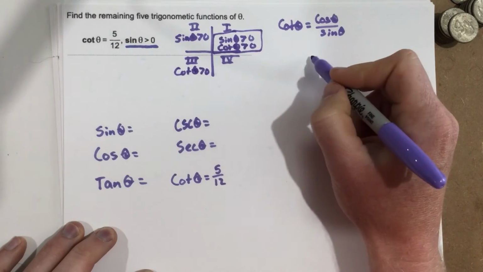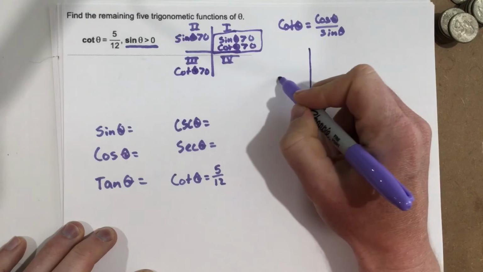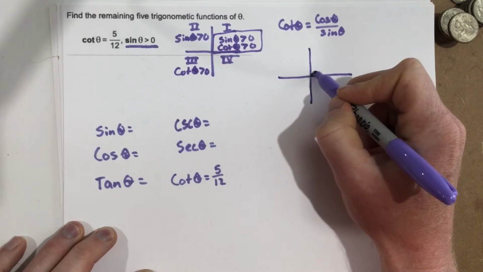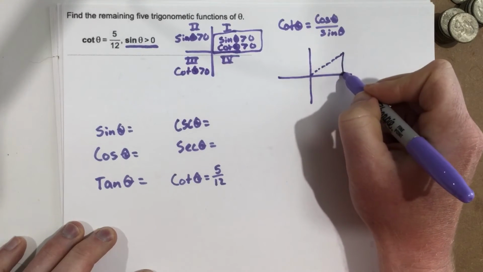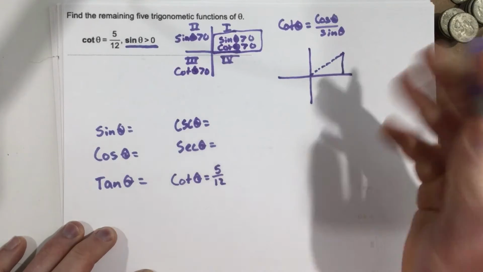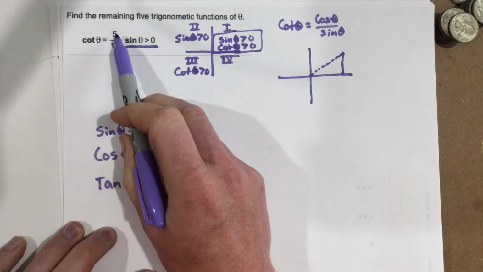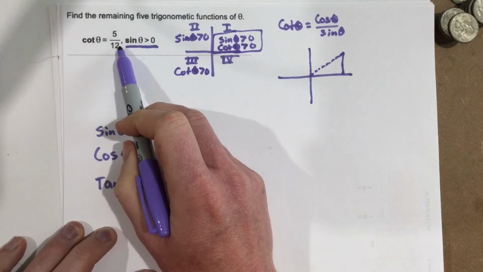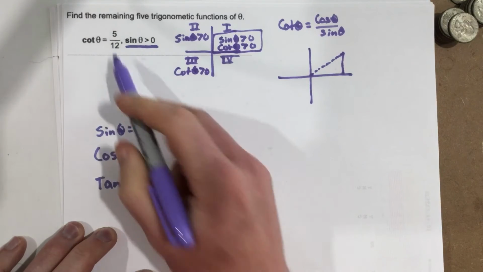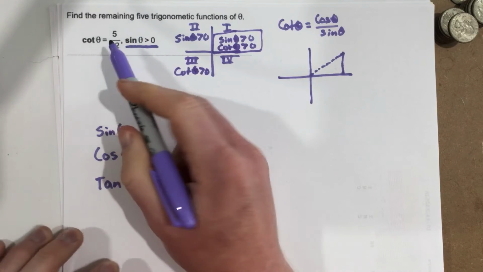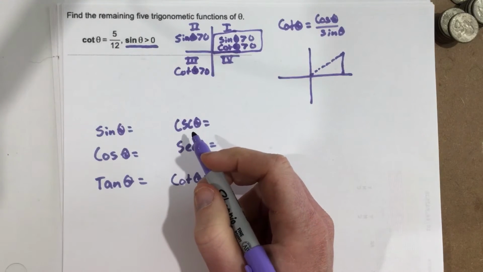So as soon as I figure that out, what I want to do is draw my triangle for quadrant 1. It's the most important thing you can do. And notice it's a right triangle. It's always a right triangle. Make sure you're drawing that like that. Now, cotangent is 5 over 12. We can find tangent because we know that cotangent and tangent are reciprocals of each other.